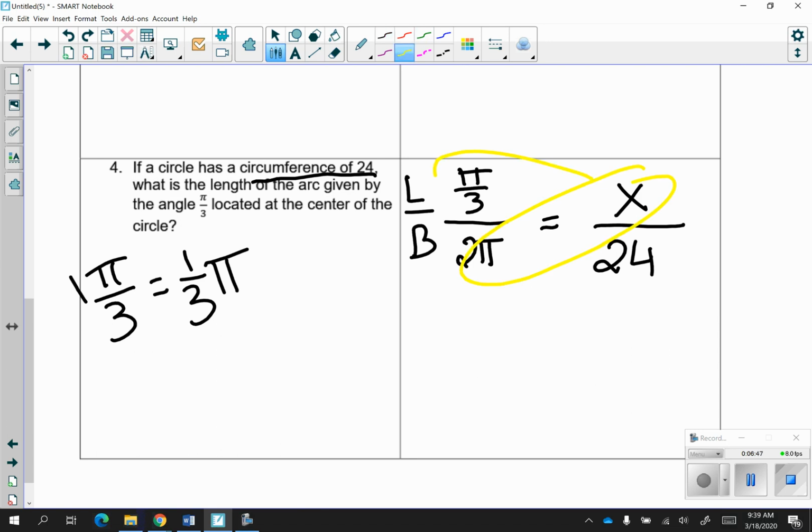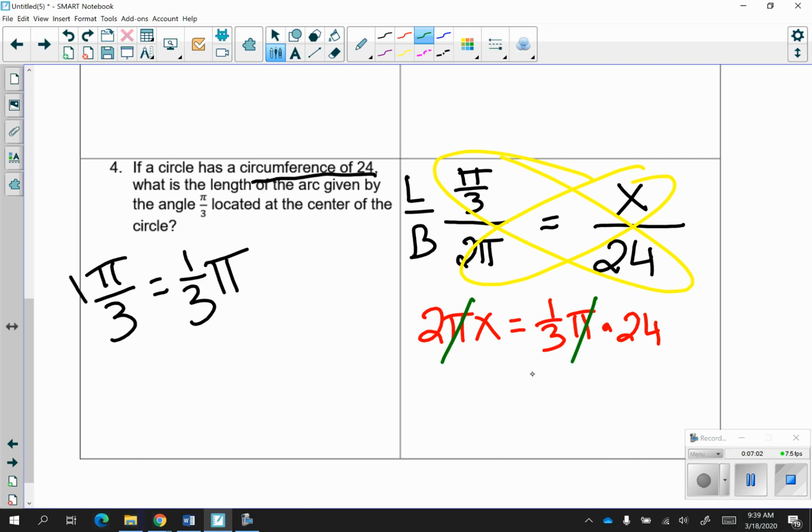We're going to cross multiply, so we get 2 pi x is equal to 1/3 pi times 24. Now, because there's a pi on both sides, we can just reduce those. And now we have 2x is equal to 1/3 times 24 is 8, divide by 2, and x is equal to 4.